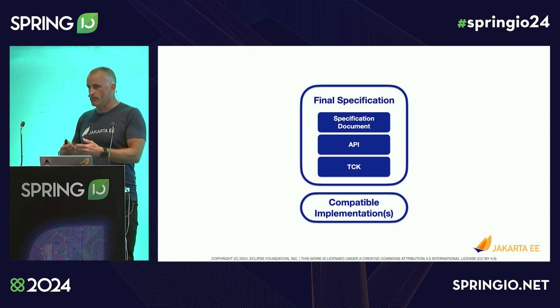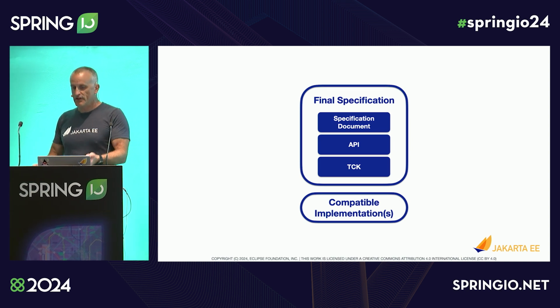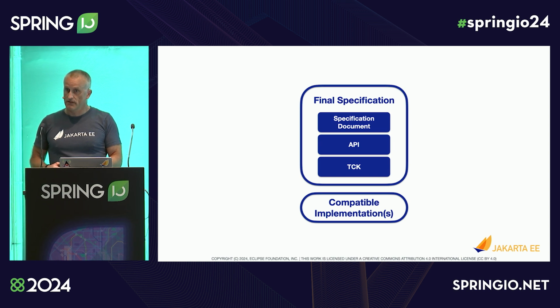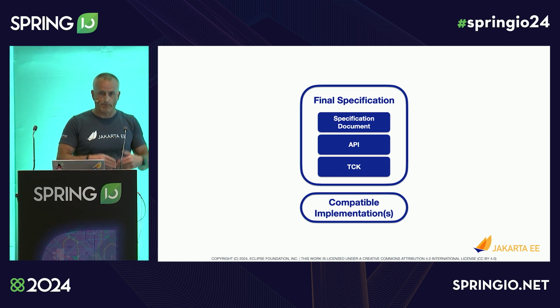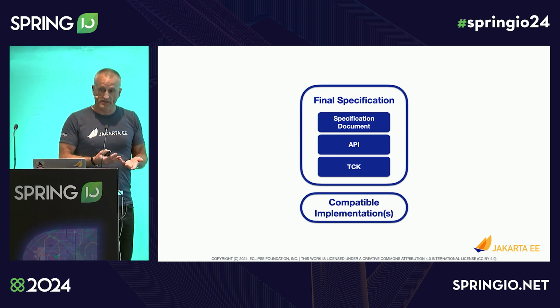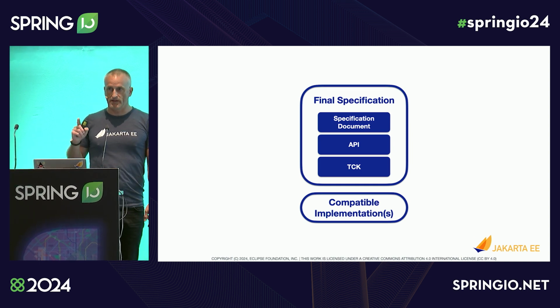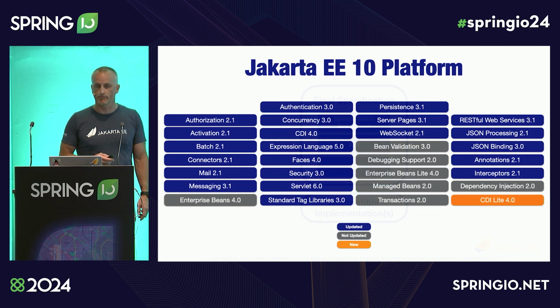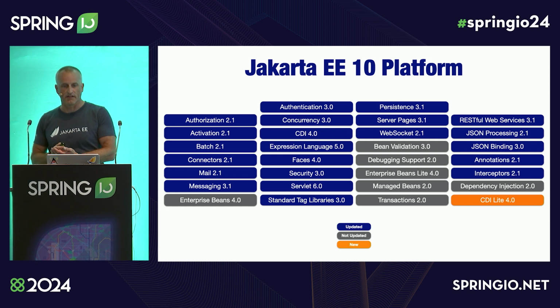And it has a test compatibility kit, or a TCK, that we use to test that an implementation fulfills all the requirements of the specification. And a compatible implementation, when it passes the TCK, is a compatible implementation, and we need at least one open source compatible implementation to ratify a final specification, and then we can just go on from there. I'll get back more to what compatible implementations are out there.